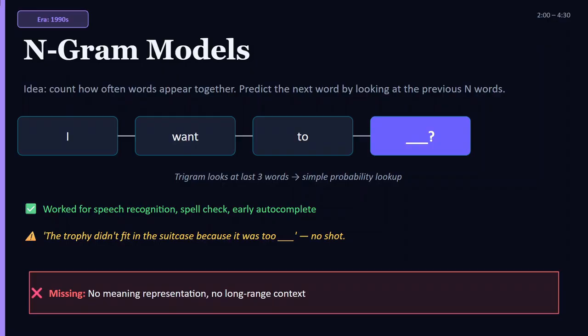So, here's where n-grams hit a wall. They are statistically powerful but linguistically dumb. They memorize patterns without understanding meaning. So, the missing piece here is that we don't have representation of meaning and we don't have long range context.